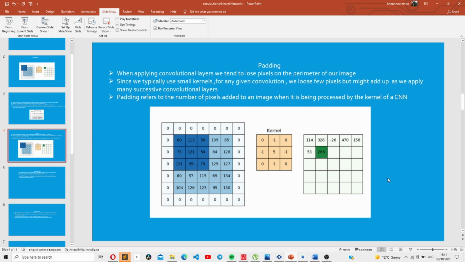So let's say if you convolve a 6 by 6 matrix image by a 3 by 3 filter, it becomes a 4 by 4, right? As you can see, as we convolve these images in the neural networks, they become smaller and smaller, so we'll be losing pixels. So to solve this problem, we use what we call padding.